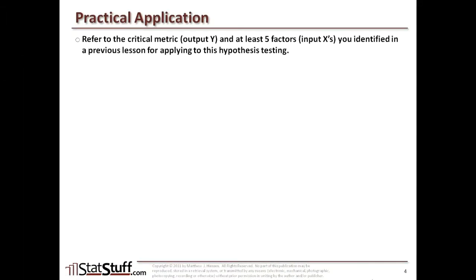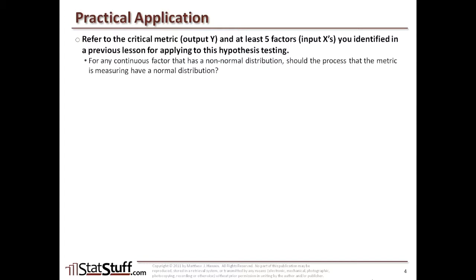Alright, before we close this lesson, let's discuss how we can apply some of these concepts in a practical way. Well, I'd like you to refer to, again, those critical metrics you identified before, the output y as well as the input x's that we're using for the hypothesis testing. Now, for any of the continuous factors that you have that has a non-normal distribution, ask yourself, should the process that the metric is measuring, should it have had a normal distribution?